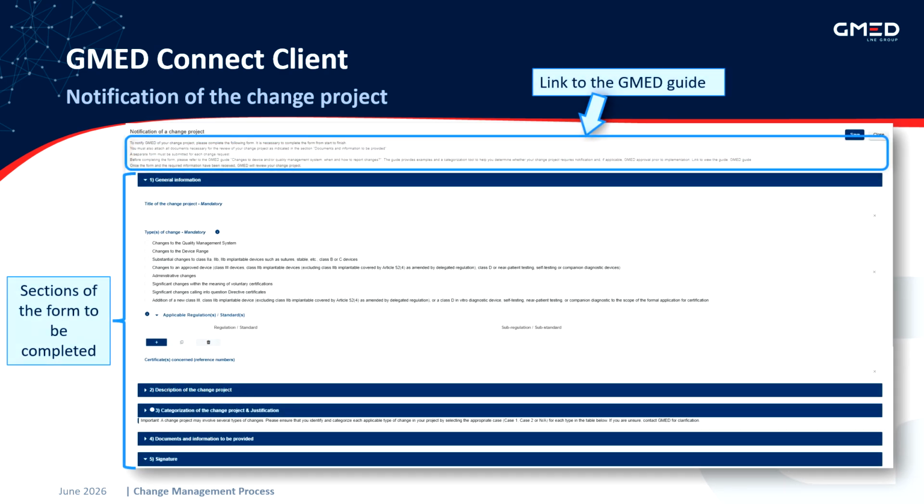After clicking the Notify a Change Project button in the customer portal, the company is directed to the notification form. This form is organized into several sections, numbered 1 through 5, allowing the company to provide GMED with all the information and documents necessary for reviewing the change project. These sections cover, in particular, general information regarding the change project, a description of the change project, the category of the change project, and documents and information to be submitted. A link to the GMED guide is also available in the introduction to the form so that the company can refer to it when submitting the notification.